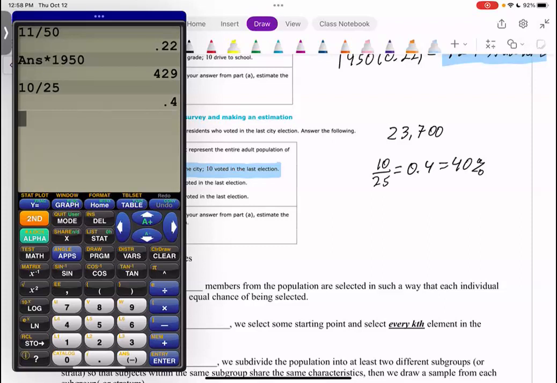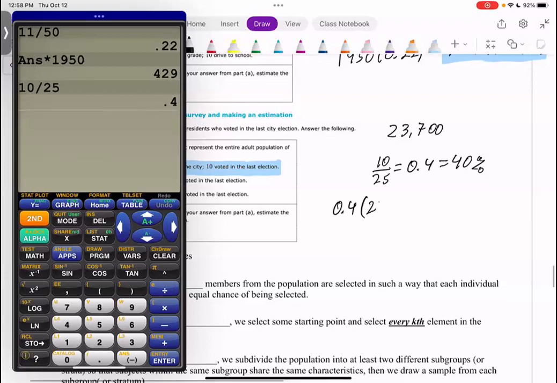And now we're going to apply that 40% to the 23,700. So this is 9,480 residents.